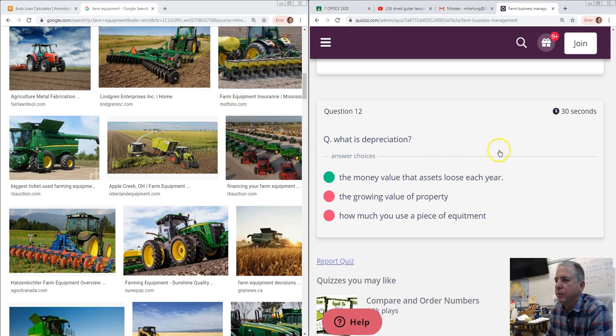What is depreciation? Okay, so these things are assets. They lose value every year because they get older, just like if you have a car or boat or motorcycle, or one of those four-wheelers you have, like a Polaris, one of those deals. Each year they lose value. They're worth less because they are wearing out. What we call in business depreciating. They depreciate. And so depreciation is the money value that assets lose each year.